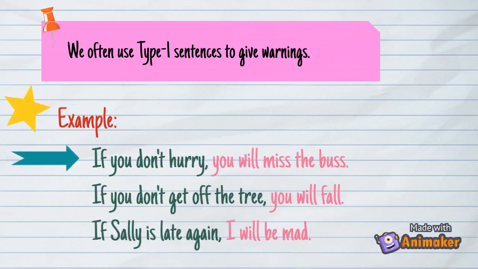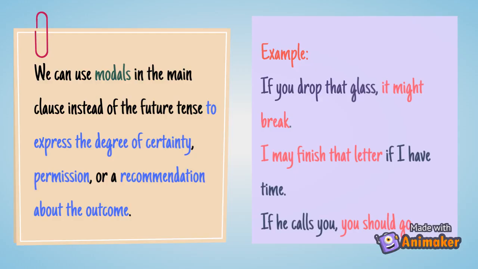We often use such sentences to give warnings. Examples: if you don't hurry, you will miss the bus. If you don't get off the tree, you will fall. If Sally is late again, I will be mad.